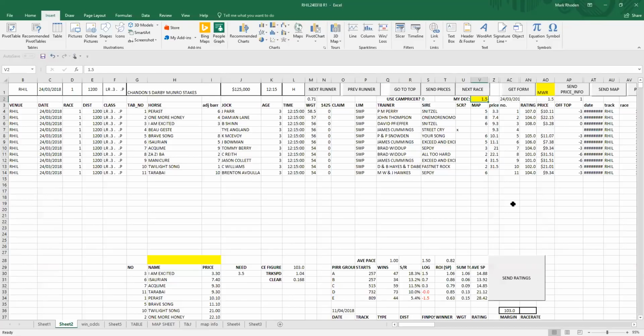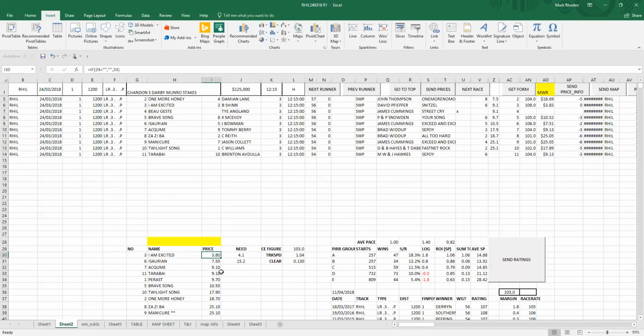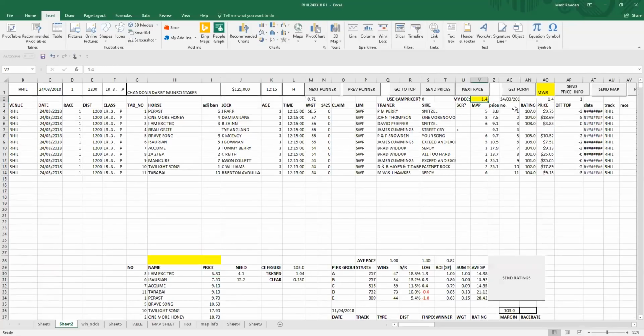Conversely, if I wasn't confident and I thought the race was a bit iffy and I want to bring it down to, say, 1.4, then I'm Excited goes out to 380. The middle ones sort of stay where they are, and the roughies are brought in a bit. So that's just another little method of tinkering around with the market, depending on your confidence level.